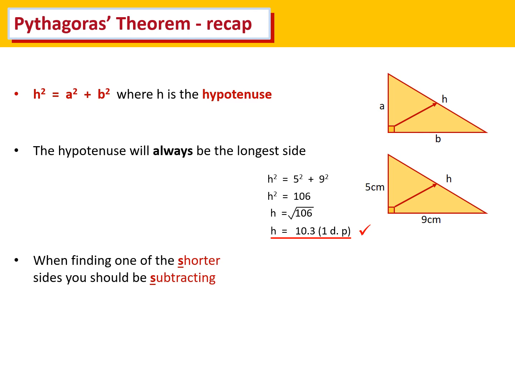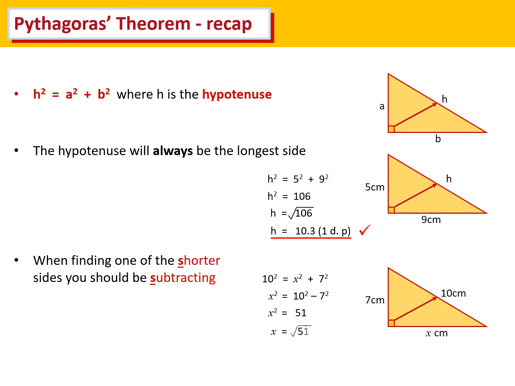If we are finding one of the shorter sides, i.e. not the hypotenuse, you should end up doing some subtracting. So in this example, 10 is the hypotenuse, so it's 10 squared equals x squared plus 7 squared. We do some subtracting. We subtract 7 squared from both sides. x squared equals 51. We square root both sides and then get on our calculators.